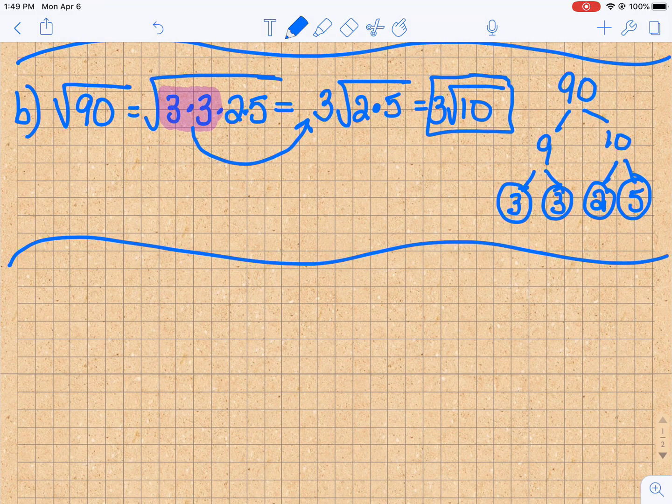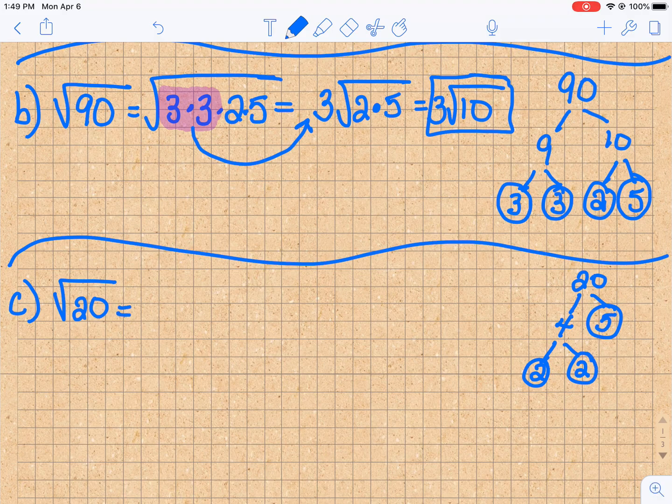And maybe you want to pause it and try it on your own and see if you can get the right answer. C is the square root of 20. Again, if you need to, come off to the side and prime factor it. 4 times 5 is what came to my head first. 5 is prime. And then I factored 4, which is 2 times 2. 2's are prime. So now I have my prime factorization. 2 times 2 times 5.